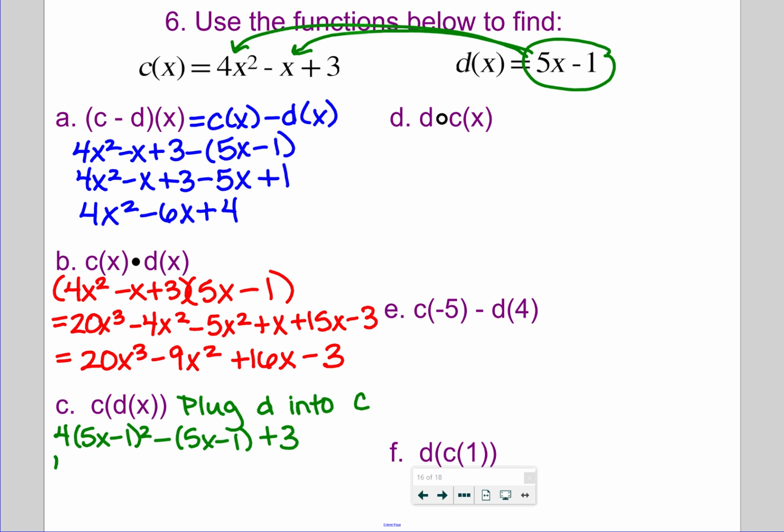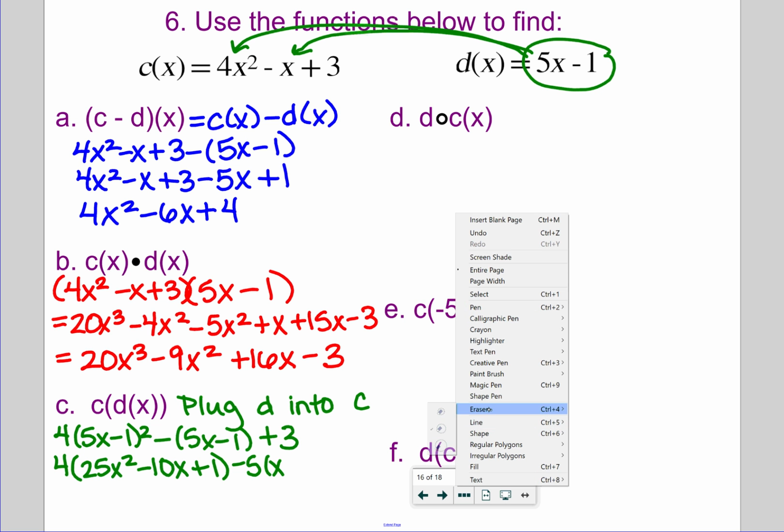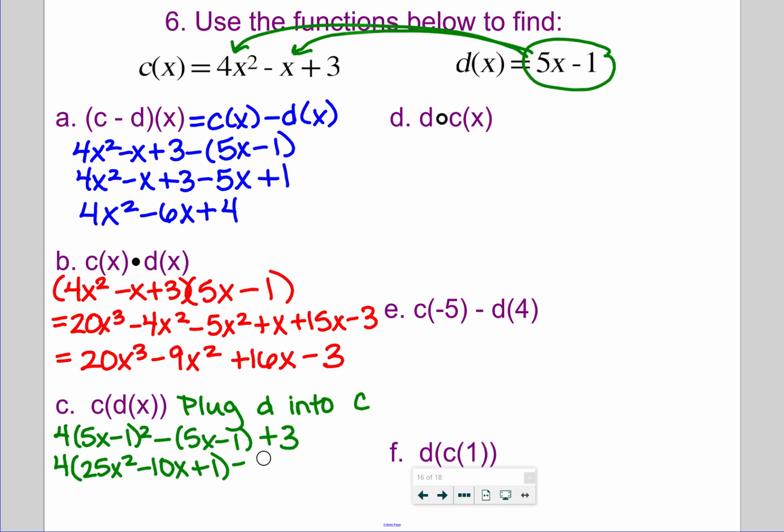We FOIL first. 25x squared. You'll have a -5x and a -5x, so -10x plus 1. Bring everything else down. Oops, I dropped my parentheses in the wrong spot there. Don't do that.